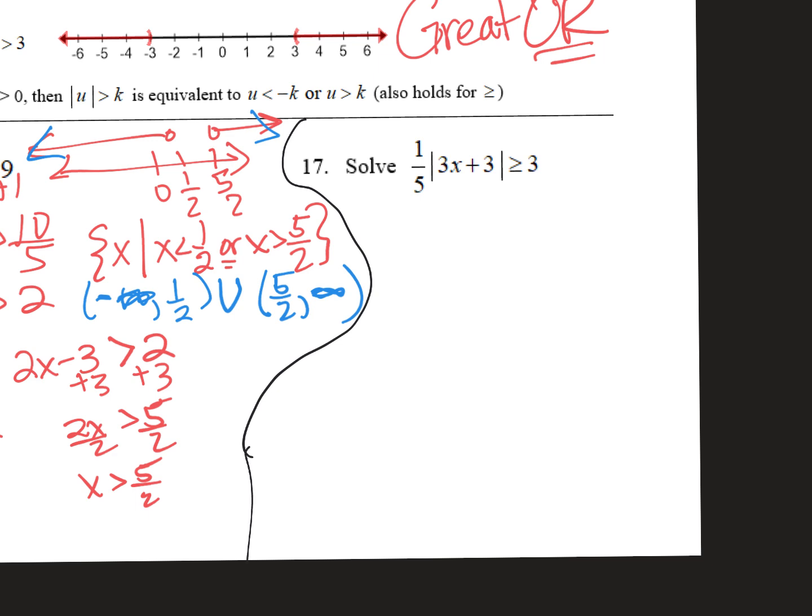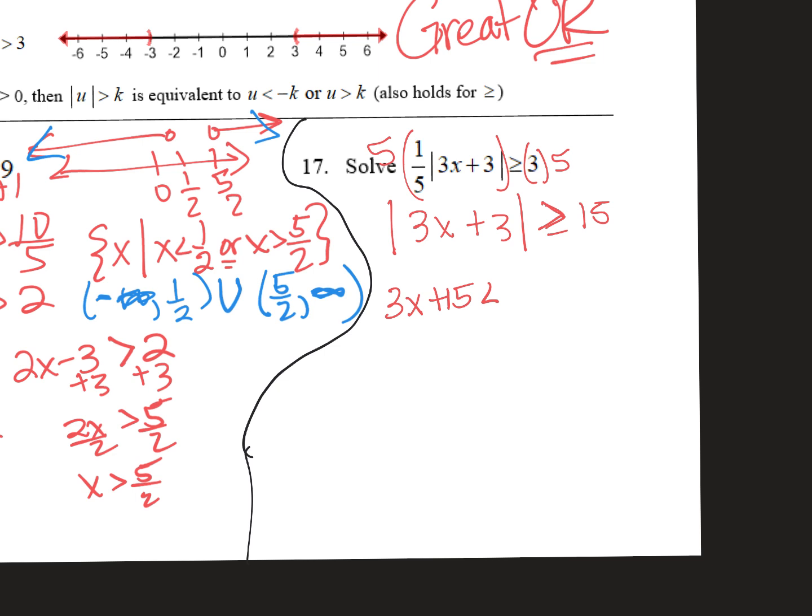All right, let's look at this one. So again, I need to isolate the absolute value. So don't distribute. This is 1/5 of the absolute value of 3x plus 3 is greater than 3. So I'm going to multiply by 5 to cancel out that 1/5. So I end up with the absolute value of 3x plus 3, I haven't changed that, is greater than or equal to 15.